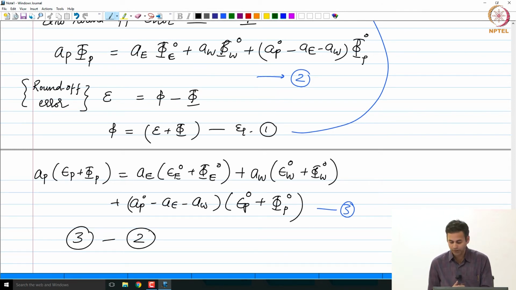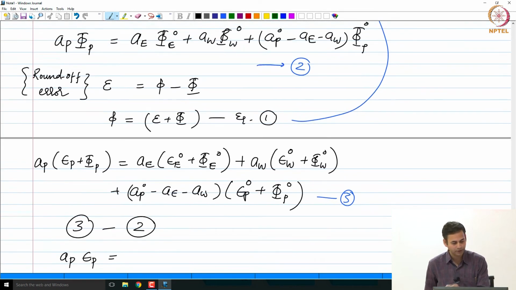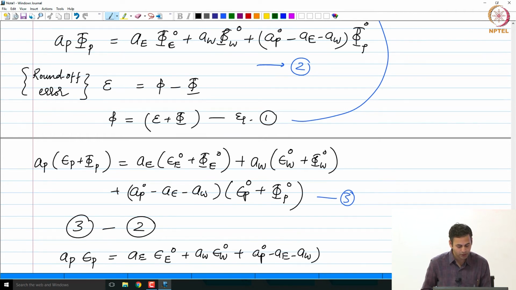You would get an equation in terms of epsilon. That will be A p times epsilon p equals, what will be on the right hand side? A east times epsilon E 0, and the phi capital E 0 term goes away, plus A w epsilon w 0 plus A p naught minus A east minus A west times epsilon p 0. Is that correct? For every term there is a corresponding term in the other equation. So, essentially the capital phi terms all go away and only the epsilon terms remain.